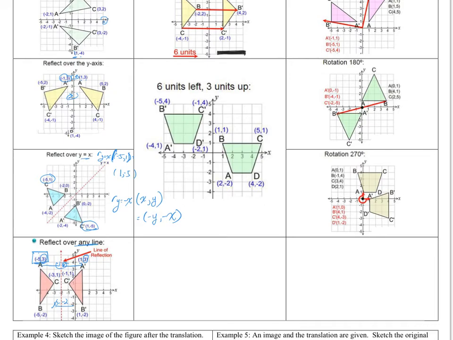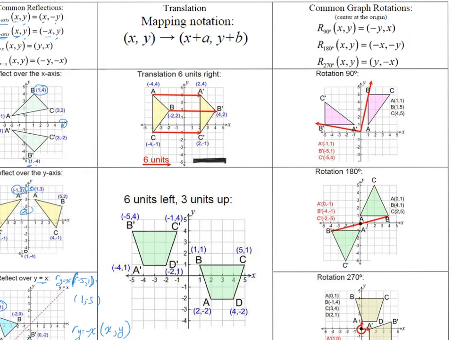So now I would like to move on to translation, and it takes the mapping notation (x, y) arrow (x plus a, y plus b). The x-coordinate plus a means the number of units shifted to the right. The addition tells us it's right. And then the y-coordinate tells us how many units it's shifted upwards. It's upwards because of the addition sign. So if we have a subtraction sign, then it will be downwards.